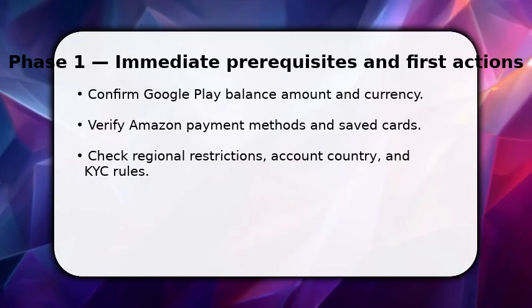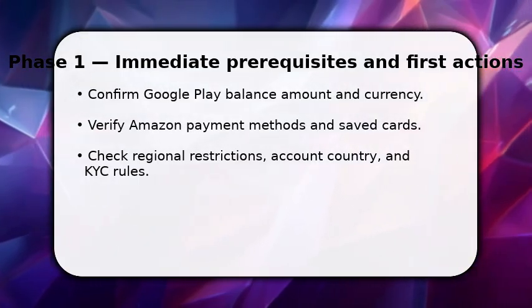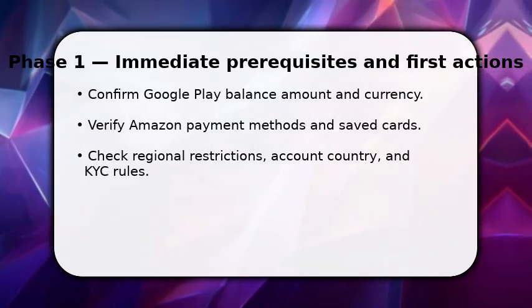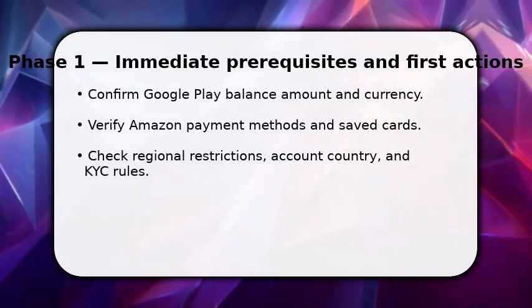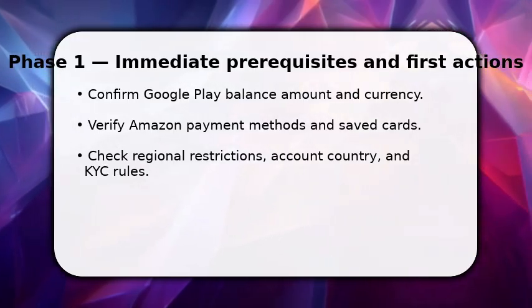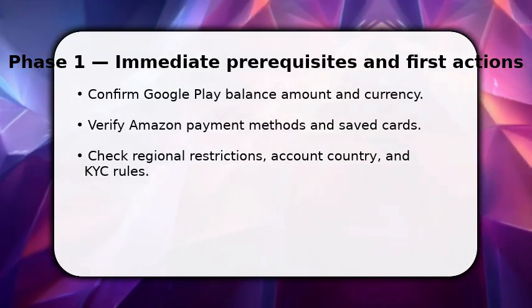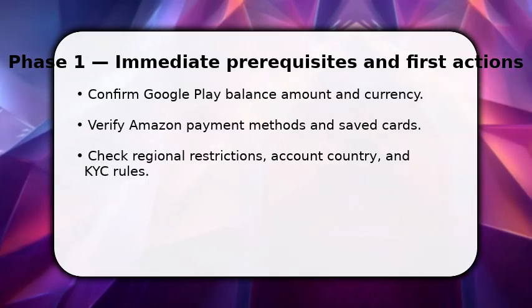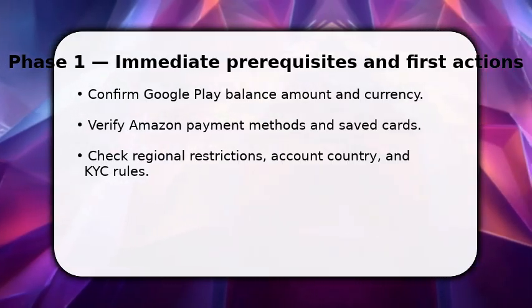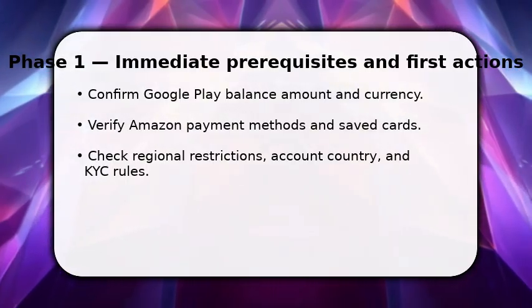You start by confirming your Google Play balance and the exact currency, because that matters. Once done, open your Amazon account and list the payment methods you have. Make sure a credit card or bank account is available to use. Then check both accounts' country settings and any regional restrictions, since Play balance cannot move cross-country. These steps prevent surprises and let you plan how to free up spendable funds for Amazon purchases.